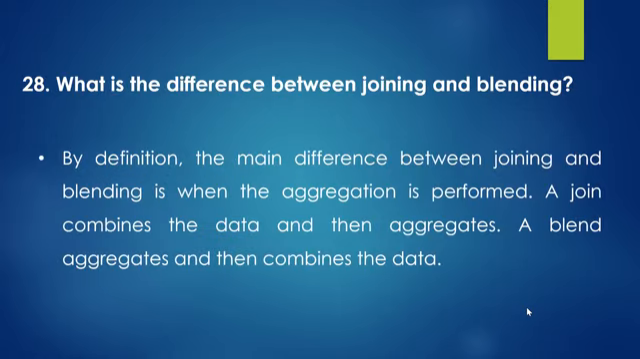Then we have what is the difference between joining and blending. So by definition, the main difference between joining and blending is when the aggregation is performed. A join combines the data and then aggregates, whereas a blend aggregates and then combines the data. So the main difference is when the aggregation is performed.